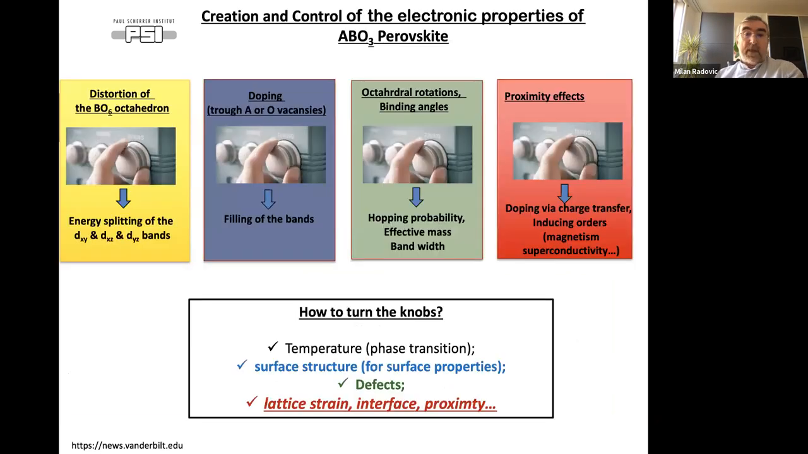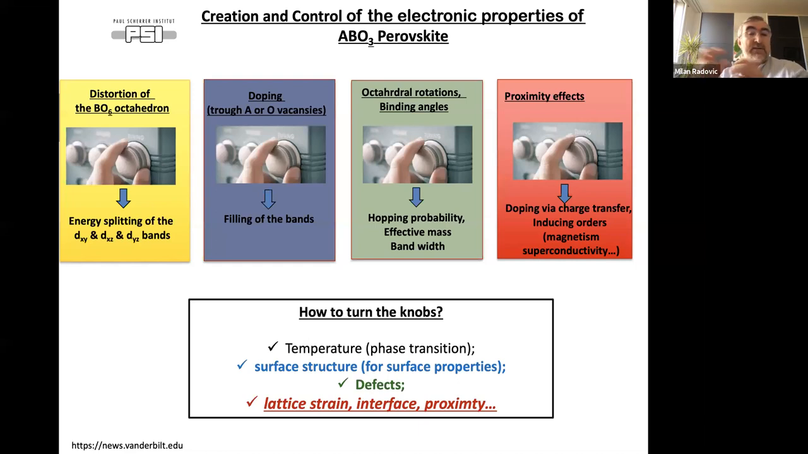Okay, so I'm thinking, my way is to say, okay, if I have all of this possible, I will choose at least four knobs to tune the properties. One is distortion. So if I have transition metal oxide, which means that this octahedron is blocked, I can use distortion to tune at least the energy splitting between levels, between bands, or I can use doping, using other atoms, putting them in the lattice, or taking oxygen out.